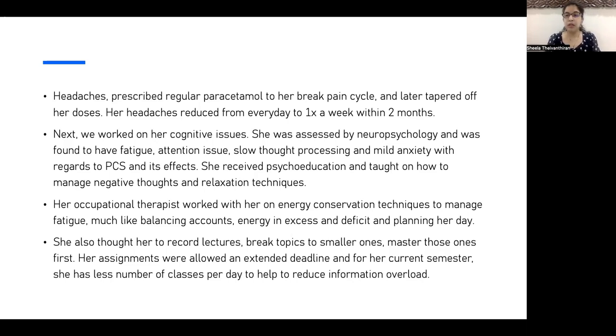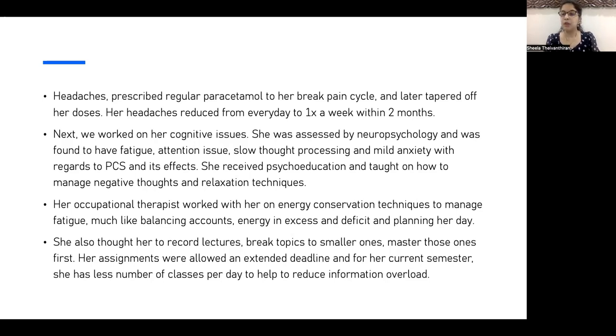Now, if your pain score is around 4, and you take the paracetamol at a pain score of 4, you'll go down to 2, and you can be pain-free for quite a while. And you can be functional, you can focus. So that's what happened to her. She could focus, and she could perform better at school, at college. So we worked on her cognitive issues next.